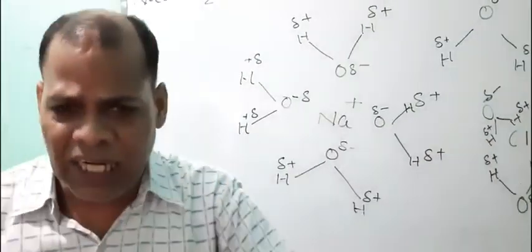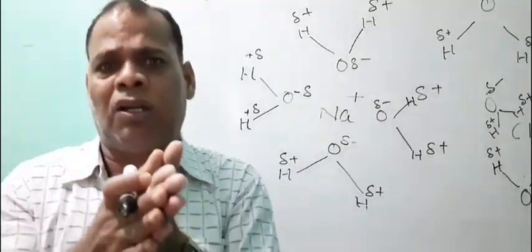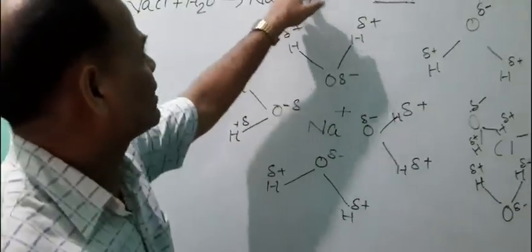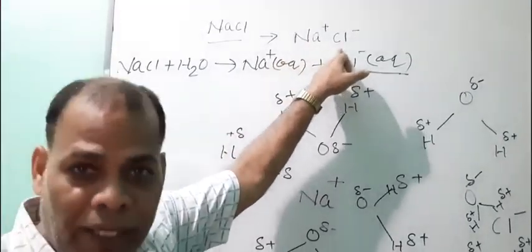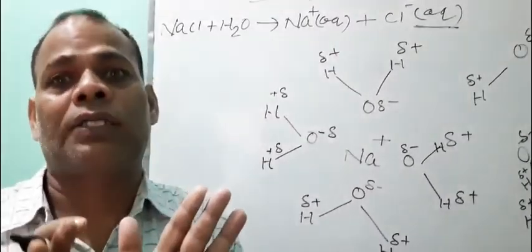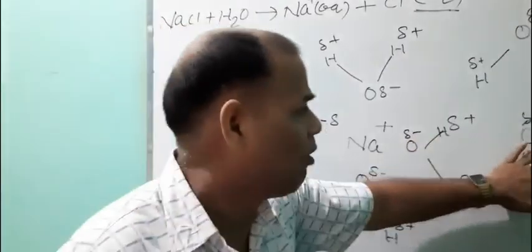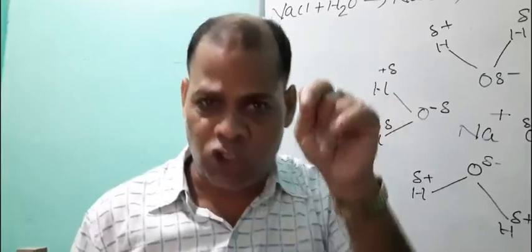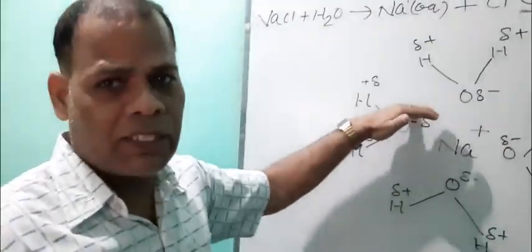As a result, energy is evolved, and this energy is responsible for dissociating the ionic interaction acting within the ionic compound. That's why ionic compounds are soluble in water. If the energy evolved is not enough, then those compounds may not be soluble in water. So please try to understand, my dear students.